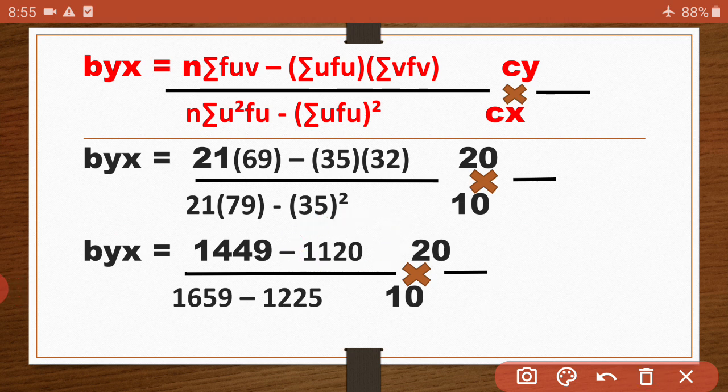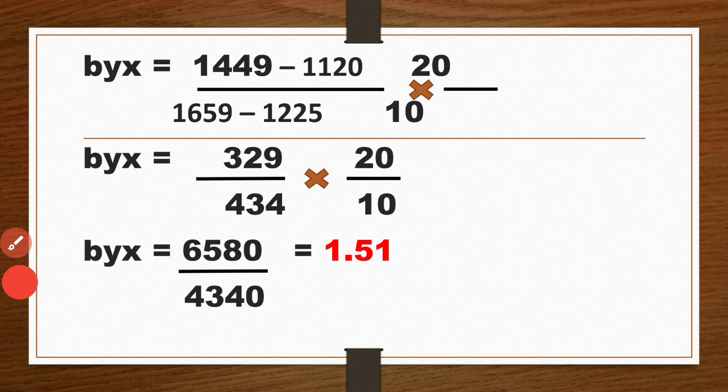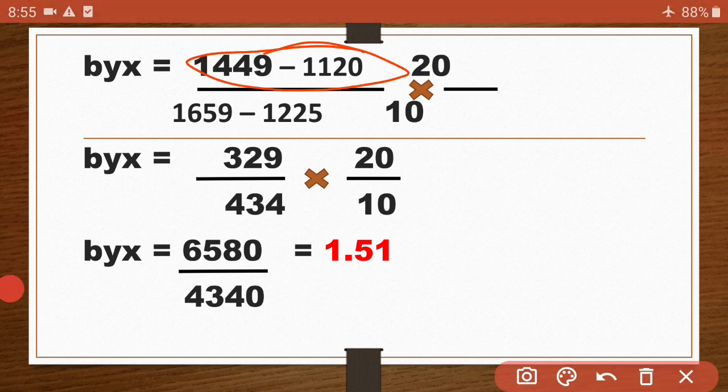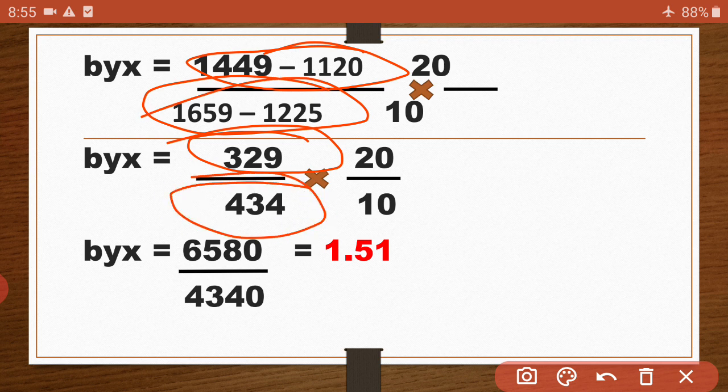Then after 21 into 79, this answer is 1659. Then 35 square is 1225. Then 20 upon 10 is as it is, no changes in the step. After that, here the difference and here also the difference. So the next step is the difference of these two values, which is 329, and the difference of these two values, which is 434, and 20 into 10 similarly.